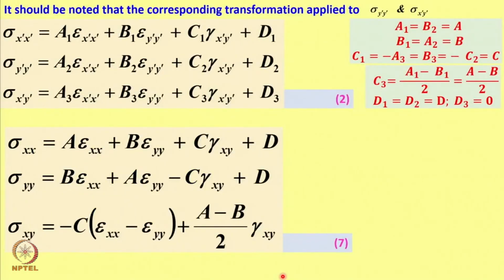Now, this is what I did. So now what I will do is, I am substituting these coefficients in sigma xx prime. So a1 becomes a, b1 becomes b, c1 becomes c, and a2 is b, b2 is a, c2 is minus c, d2 is d, and a3 is minus c, and b3 is c. That's what I have substituted and taken common, and c3 is a minus b by 2 gamma xy.